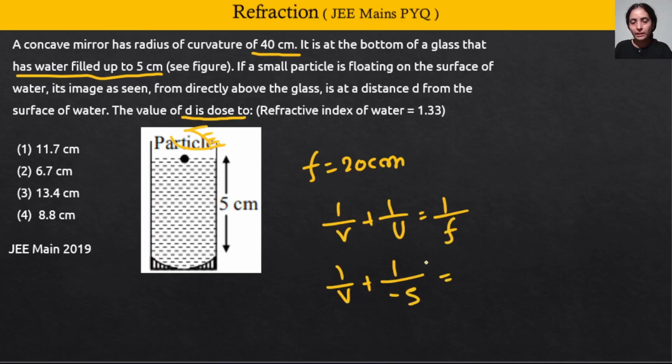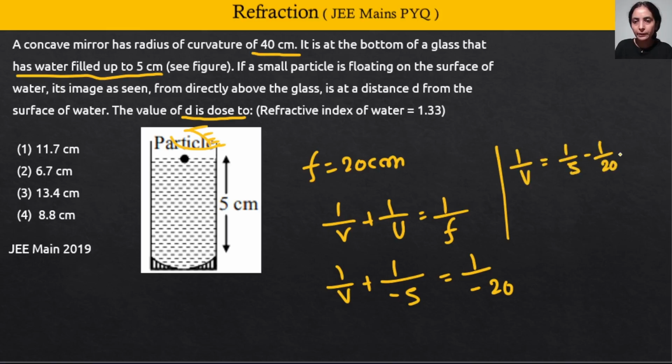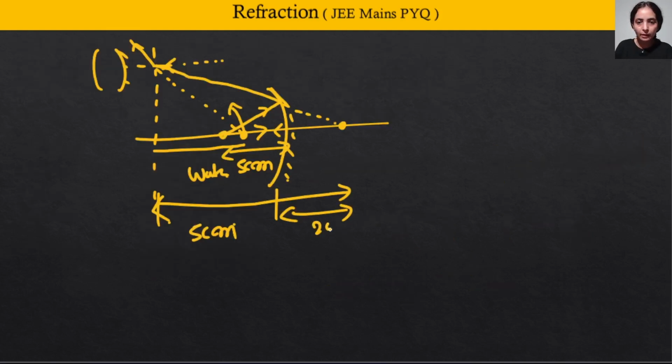I hope साइन कन्वेंशन आपका बहुत ज्यादा क्लियर है अभी तक. 1 by f -20, concave mirror, focal length negative. ठीक है. And this will become equal to how much? 1 by v equal to 1 by 5 minus 1 by 20. That is your how much? 3 by 20, right? So v is equal to 20 by 3. Now this is 20 by 3. So what will be the real depth? That is your 20 by 3 plus 5. So this is 15 plus 20, that is 35 by 3.